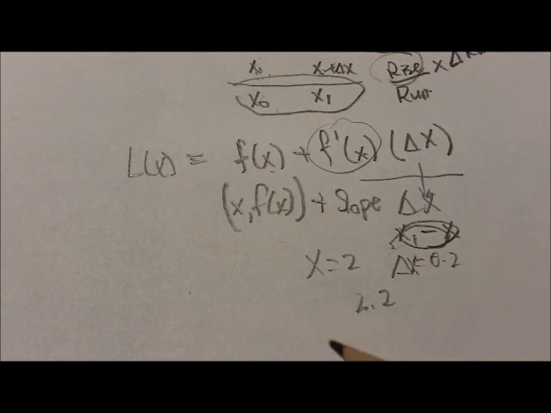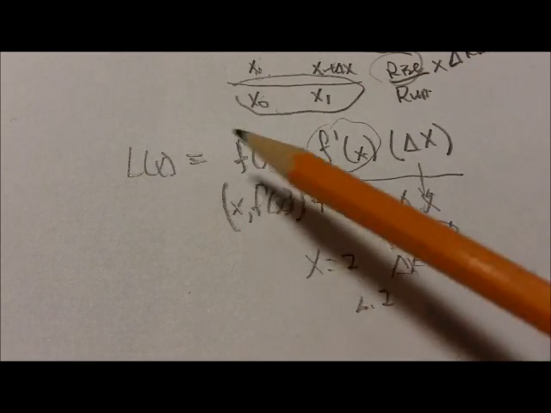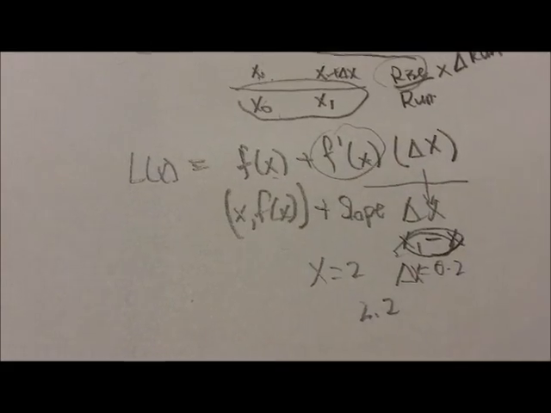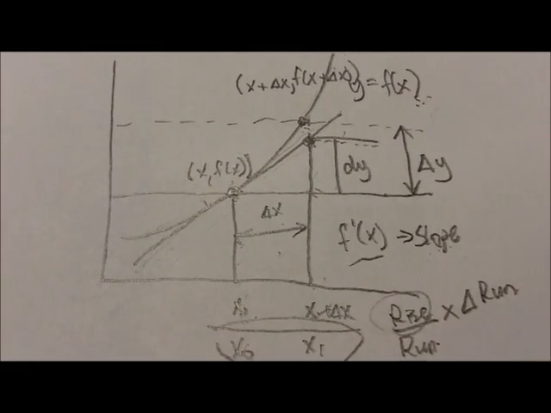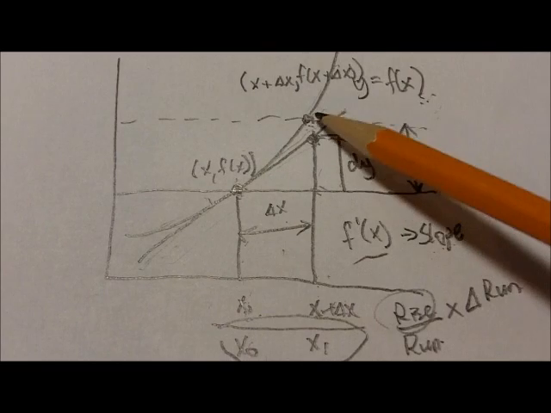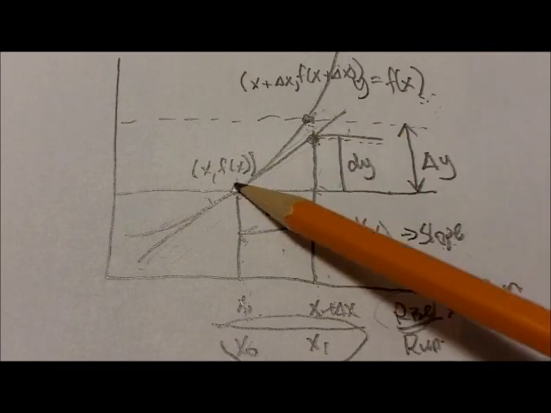Okay. And that's how you get linear approximation. Once again, it's approximation. So you're getting really this point here, which is away from the actual point on the curve.